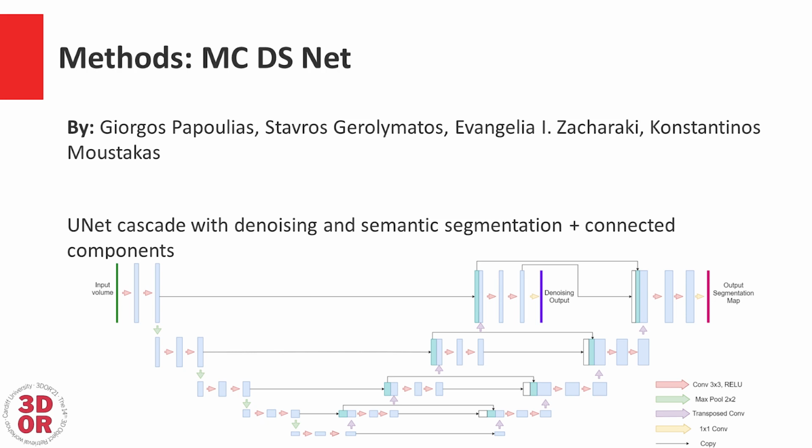The next method is MCDS-Net, or Multi-Cascade Denoising Segmentation Network, implemented by researchers from University of Patras. They adapted the idea from a UNet multitask cascade model, where each decoder path corresponds to one task with skip connections between decoders. In this case, they have two pathways, one for denoising and one for semantic segmentation, with skip connections between the encoder and from denoising to semantic segmentation. After the segmentation, they also do connected component analysis to localize individual particles.